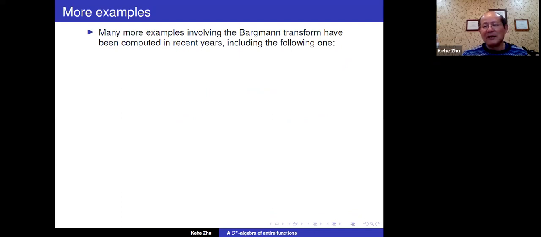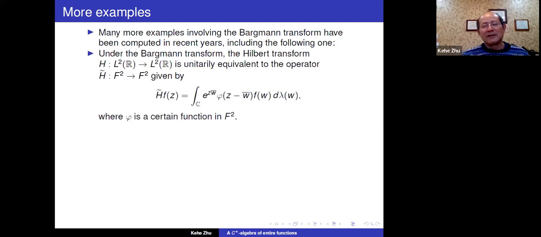Another example that is very famous: if you look at operators on L2, how many operators do you know? I just showed you the Fourier transform. Another operator that is well known on L2(R) is the so-called Hilbert transform. This is probably the most important example for people in harmonic analysis. In harmonic analysis, there is the notion of the Hilbert transform in one dimension, and it also has higher dimensional analogs.